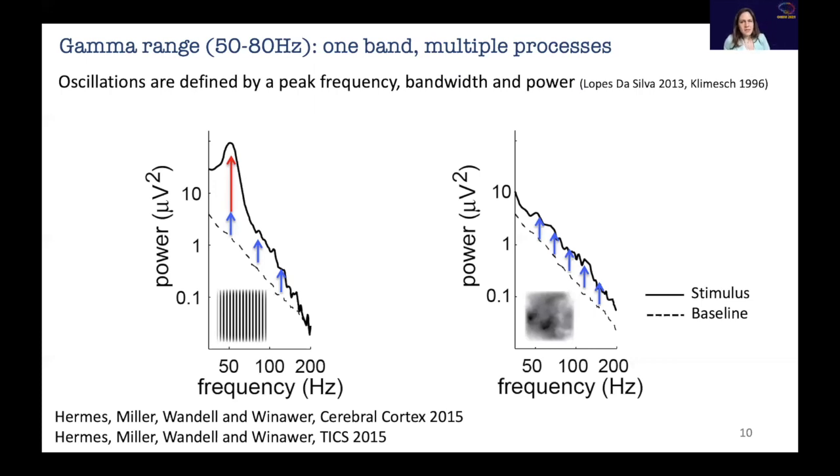And one of the other things that's important to consider is that oscillations are defined by a peak frequency, bandwidth, and power, as has been established for a long time by Fernando Lopes da Silva and Klimesh already in the 1990s. And according to this definition, this is a gamma oscillation. This is not an oscillation. So we have to separate these two different processes, and we cannot just take a particular frequency band and link that to one process.